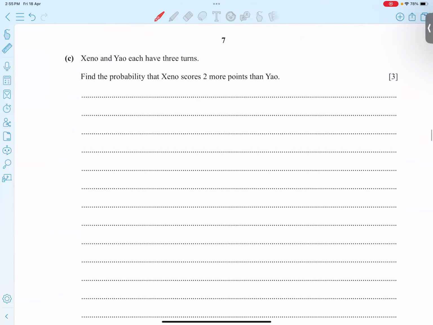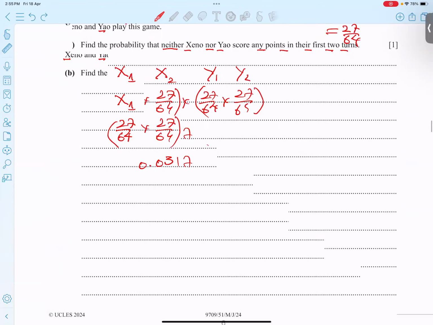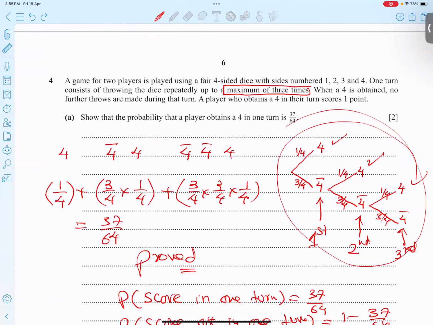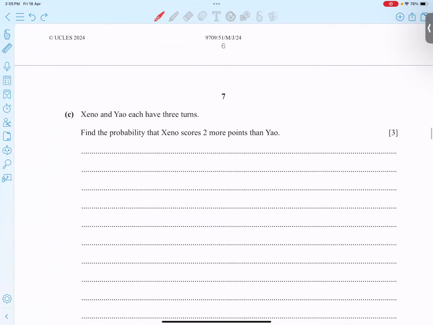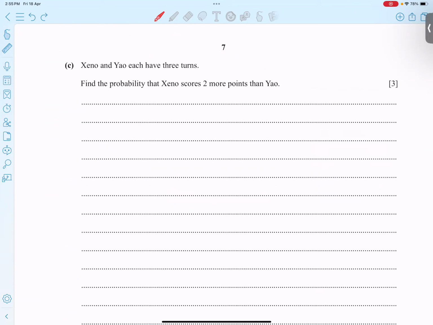C. X and Y each have 3 turns, not 1 turn. It means this kind of 1, 2, 3. Okay. So a little bit difficult to understand, but I'll try my best to help you. Okay. So what is the condition? When the probability X scores 2 more points than Y.